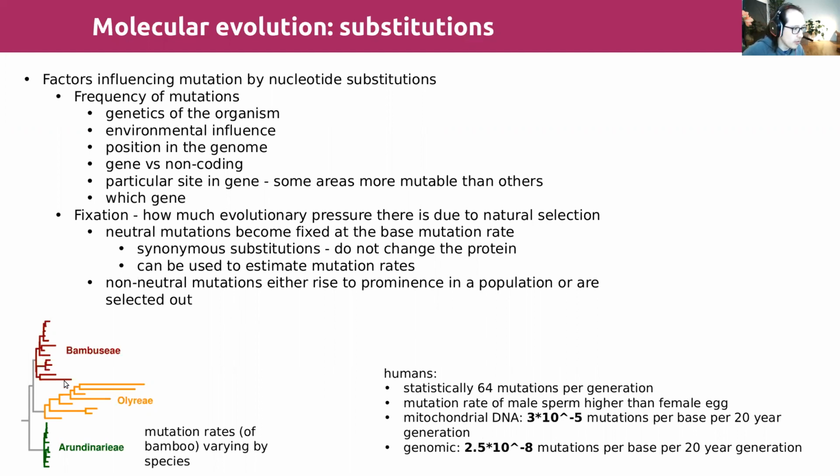And here we can see variable mutation rates in bamboo. You can see this particular species is changing faster than these ones. And in humans, we have numbers like this, 64 mutations per generation. Also, the mutation rate of male sperm is higher than the female egg. And then mitochondrial DNA, for example, undergoes more mutations per generation than genomic DNA.